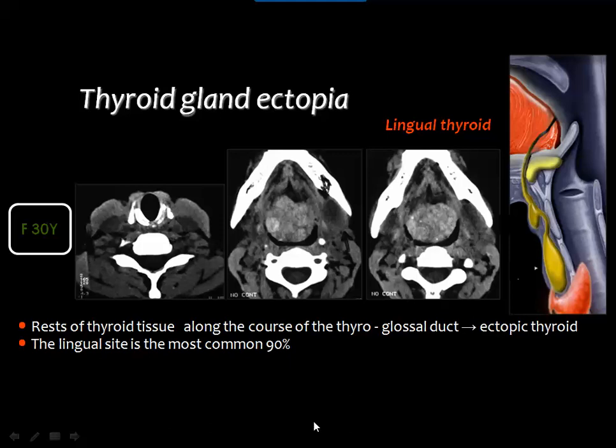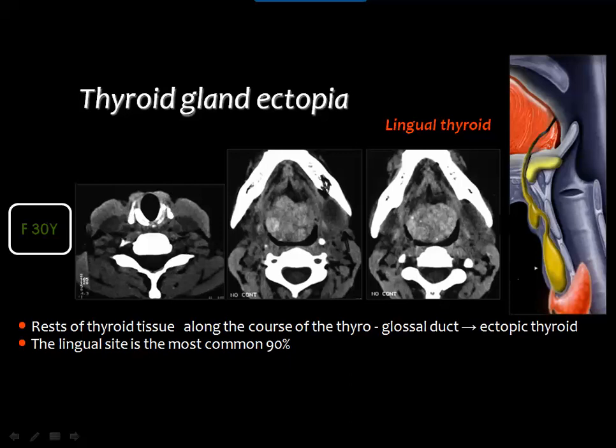Then ectopic thyroid or lingual thyroid is the thyroid gland that is present in an abnormal location along the course of the descent of the thyroid gland from the base of the tongue to its original site in the neck. This is the foramen cecum, and this is the course of the thyroglossal duct, and along this duct you may see a cyst, which is a well-known cyst in the neck known as the thyroglossal duct cyst, and also you see an arrest of the thyroid gland.